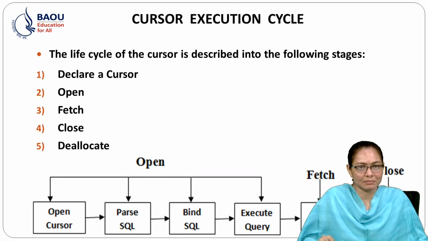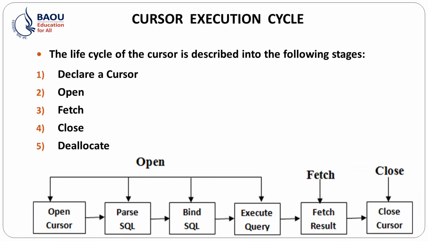See in the diagram, the activity carried out by the server in the key phases. See, the open phase is used. In this phase, the memory is allocated for the cursor processing. The select statement is parsed, the variables are bound, and the select query is executed. And finally, the pointer moves to the first record. So, the open cursor is used for this.